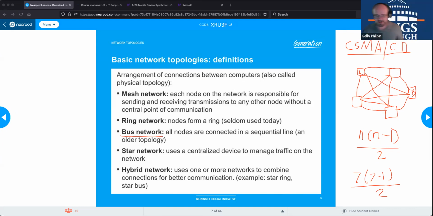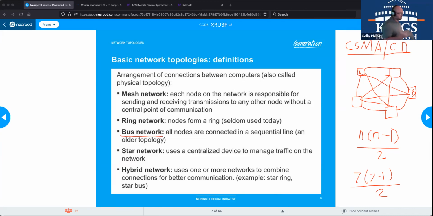So that is another way we could do it. Expand it. So we now know our ring, which is a straight line, I keep doing that. Bus, straight line, ring, circle. Star, looks like a star. Mesh, looks like a spaghetti bowl because you have all the computers connected to all the computers.